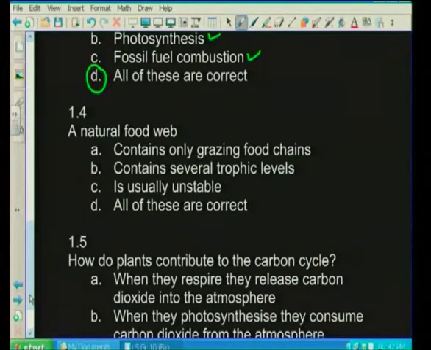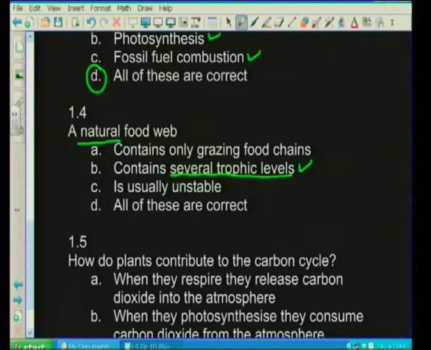Right, number 4. A natural food web. Now it says, okay, a natural. So it's a food web that appears in nature naturally. Contains only grazing food chains. Okay, maybe. Contains several trophic levels. Now we have said that a food web is the interlinking of many food chains. So I would say that one sounds right so far. It's usually unstable. We said that food webs are stable, more stable than one single food chain. So it can't be D. So yes, I would say B is the correct one.